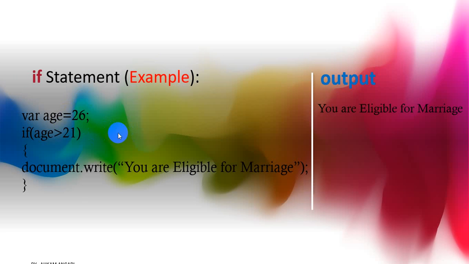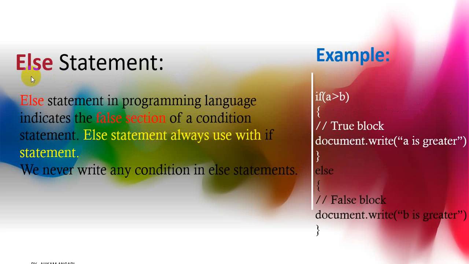So let's have a look at the else block. This is an example which we saw in our last lecture. I am moving towards the else statement. What is the else statement? Just read down. The else statement in programming language, and I am talking about all programming languages, because if and else are decision making statements which almost all programming languages support. The else statement in programming language indicates the false section of a conditional statement.